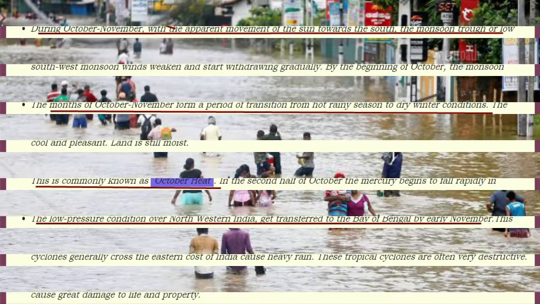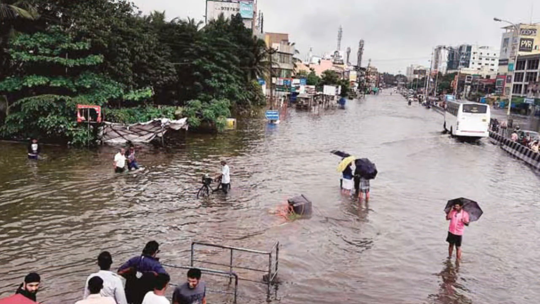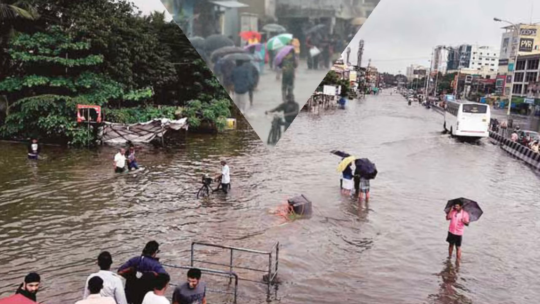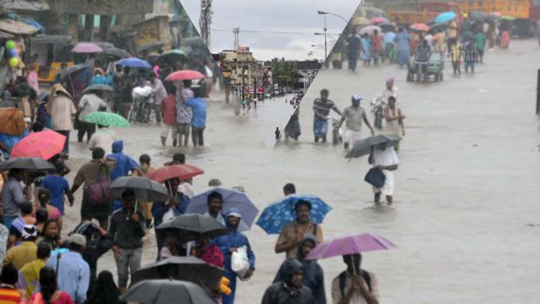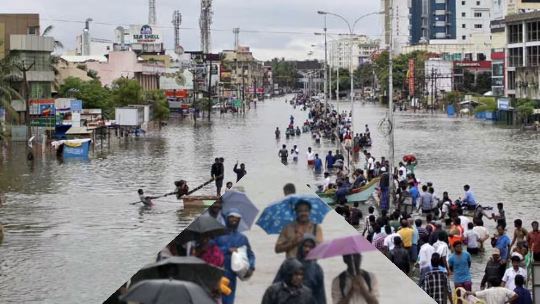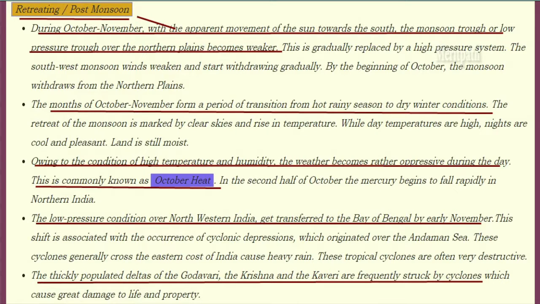Low pressure conditions over northwestern India get transferred to the Bay of Bengal by early November. This shift is associated with the occurrence of cyclonic depressions which originate over the Andaman Sea. These cyclones cross the eastern coast of India and cause heavy rain. The tropical cyclones are very destructive.